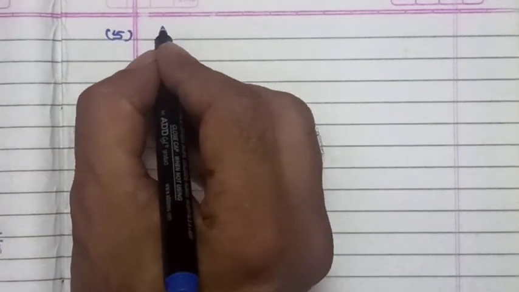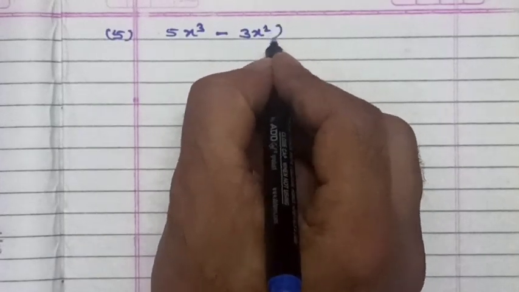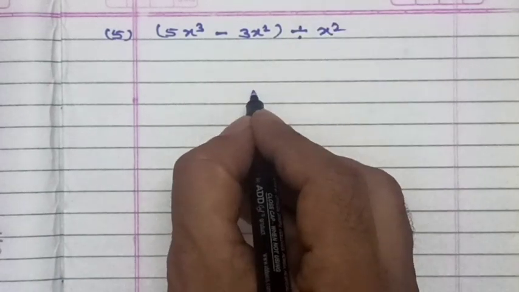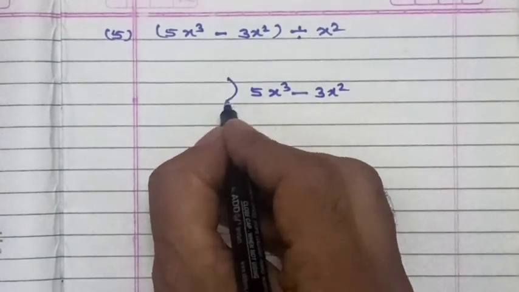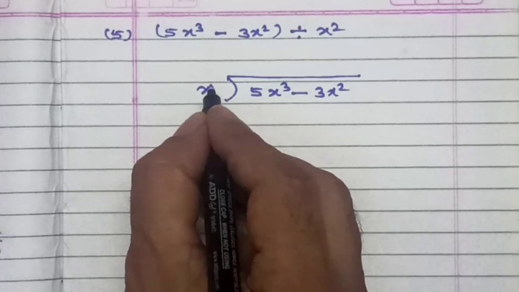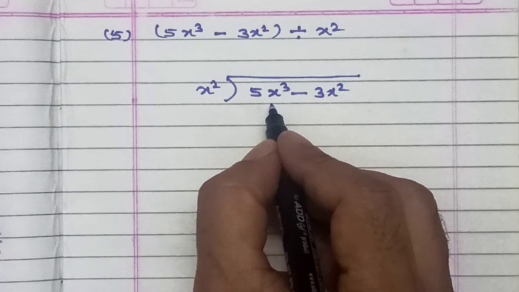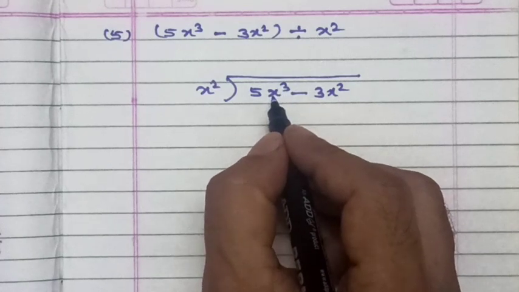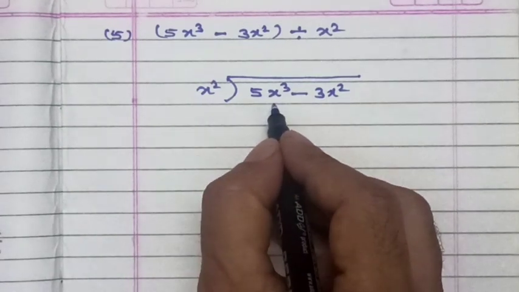Fifth question, 5x cube minus 3x square divided by x square. Now inside we will be writing 5x cube minus 3x square, and the whole thing is divided by x square. Here there are two terms. You will take each term separately. You are going to consider each term separately. So first 5x cube, the method will be exactly the same as what you used in the previous question. So here it is x square and here it is 5x cube.